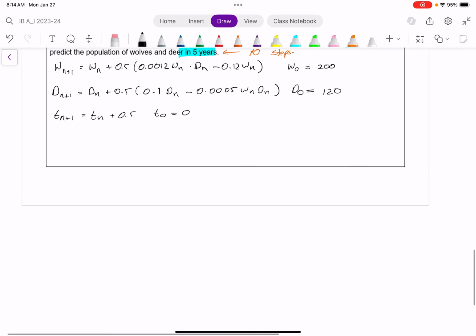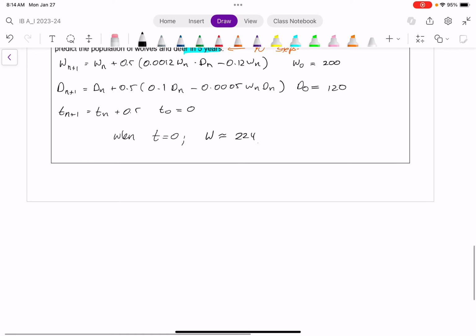All right, that's it. Once you set up your GDC, we should fairly quickly get to see by the 10th step, when t equals 10, there are approximately 224 wolves. So W equals about 224, and there are approximately 117 deer.